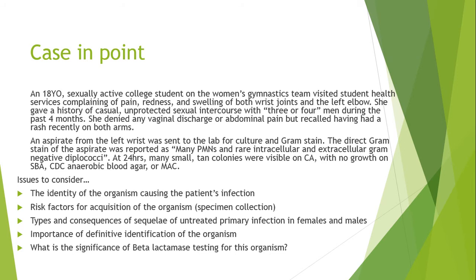So they took an aspirate from the left wrist and sent it for a gram stain and a culture. On the gram stain, they saw many PMNs, or lots of white cells, right? Indicates bacterial infection if we see SEGs. And then rare intracellular and extracellular gram-negative diplococci. At 24 hours, many small tan colonies were visible on the chocolate agar, but there is no growth on the sheep blood agar or the anaerobic plate or the MacConkey plate.